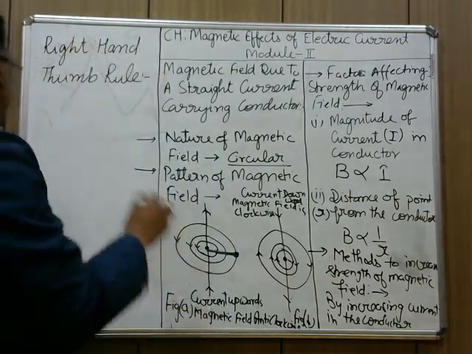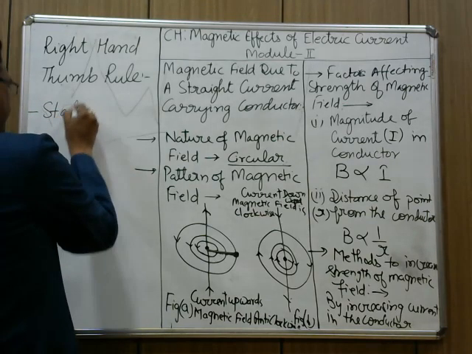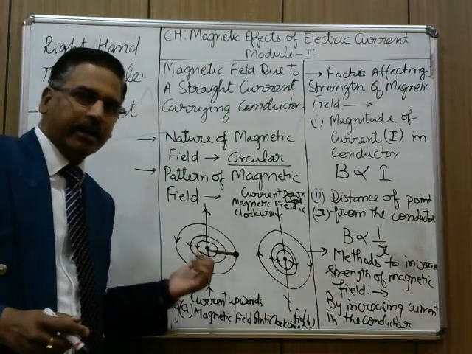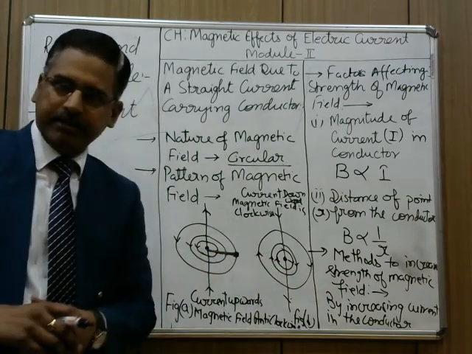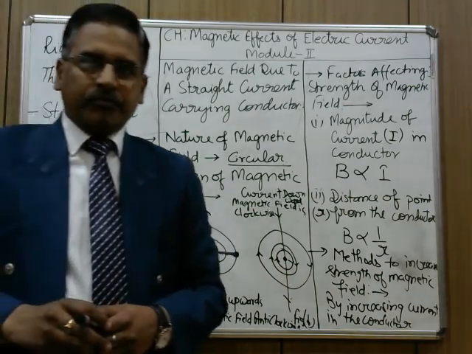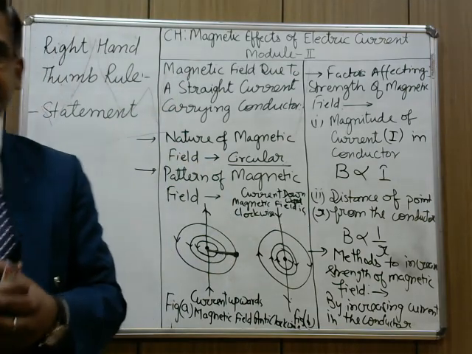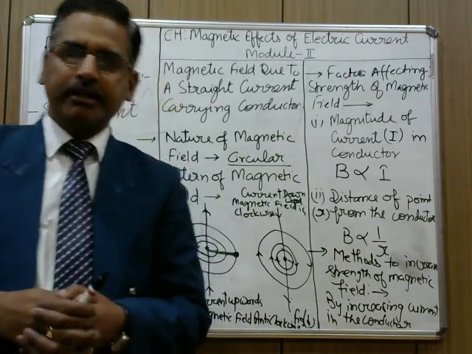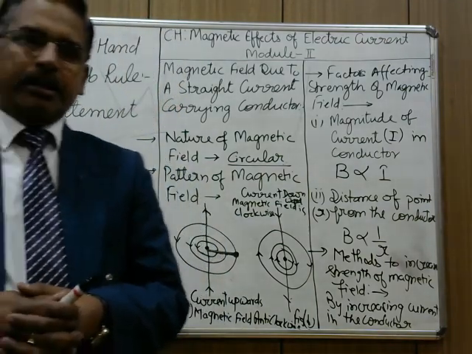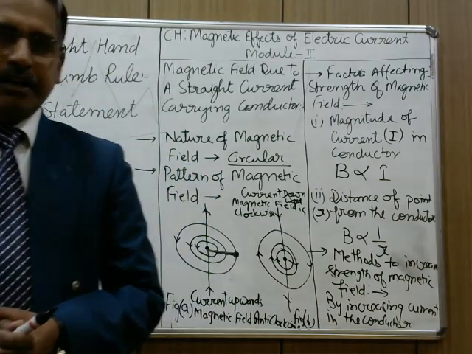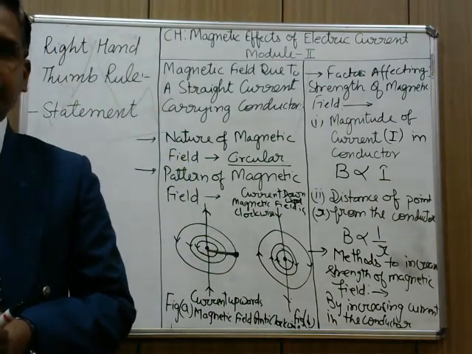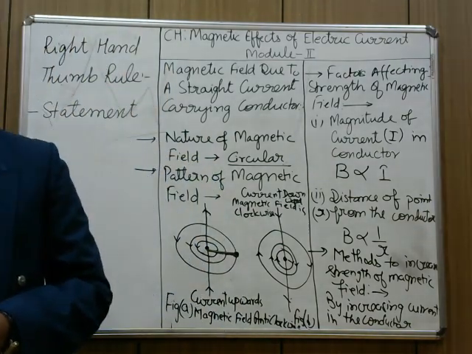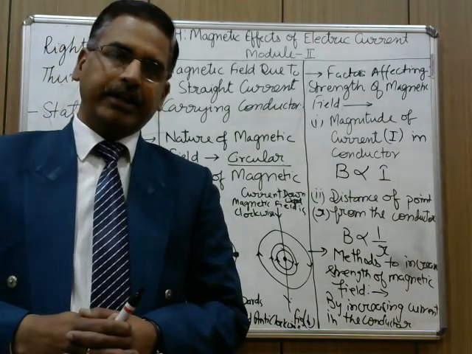Now the question is, what is the statement? This you need to understand so that you can understand why it has been marked anti-clockwise and why this has been marked clockwise. The right hand thumb rule says that imagine you are holding a current carrying straight conductor in your right hand such that thumb is indicating the direction of current in the conductor. Then the direction along which your fingers will wrap the conductor will be the direction of magnetic field.